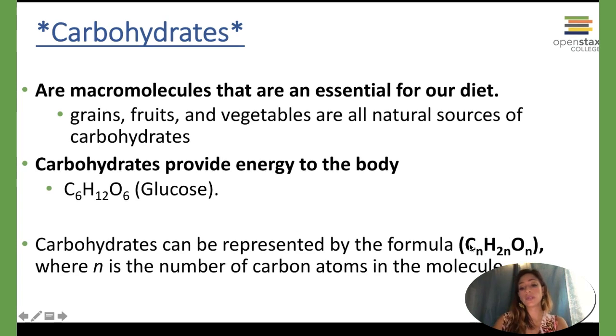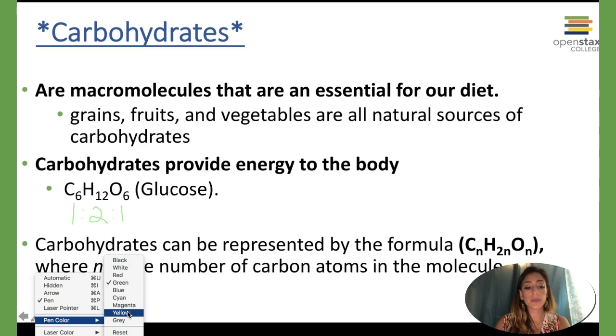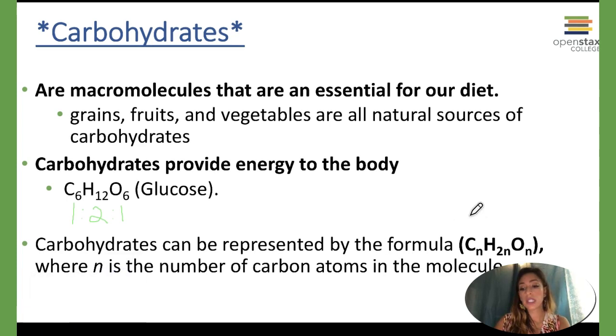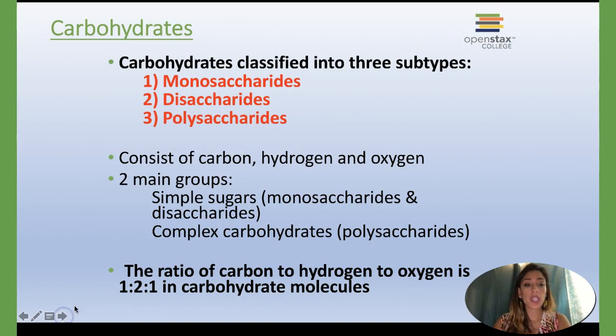So let's say you have 12 carbons, then you would do 12 times 2, 24 hydrogens, and then 12 oxygens, and so forth. With that being said, you can identify real quickly that there is a 1 to 2 to 1 ratio between carbon, hydrogen, and oxygen. Let me get a different color for you guys, red. For every 1 carbon, there are 2 hydrogens and 1 oxygen. That's in carbohydrates that we're referring to. There are 3 different types of carbohydrates.